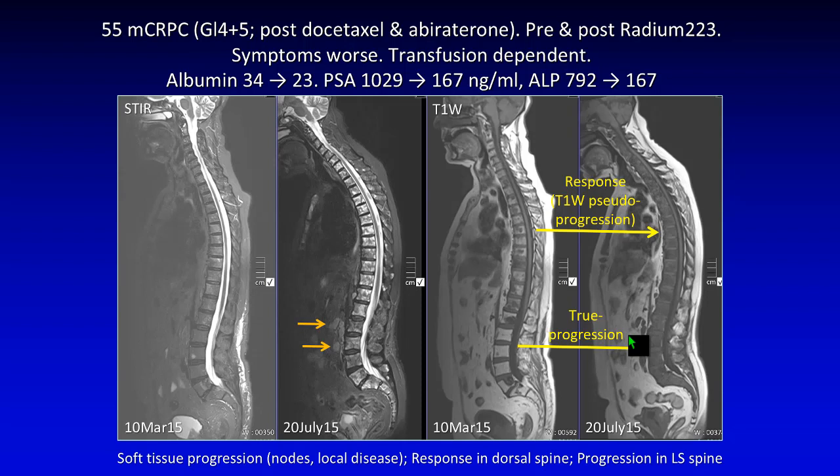So we can then conclude and say the dorsal spine looks worse morphologically, but is actually better, and that's called T1 pseudo-progression, which is well recognized in the literature. There is actually true progression in the lumbar spine, so discordant response. Now, you can see that we've got discordant responses in nodes and in the bone, and different parts of the bone are doing different things.